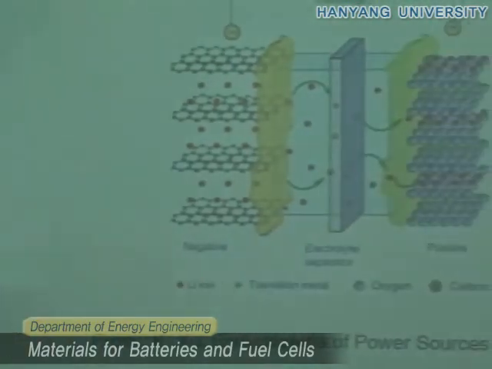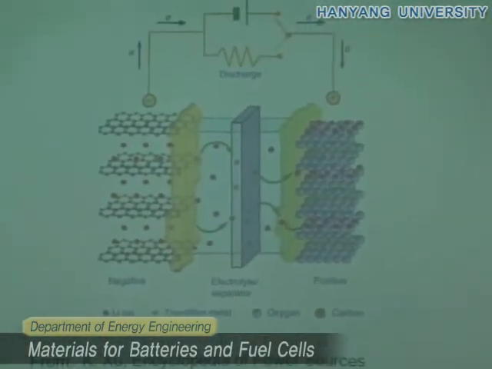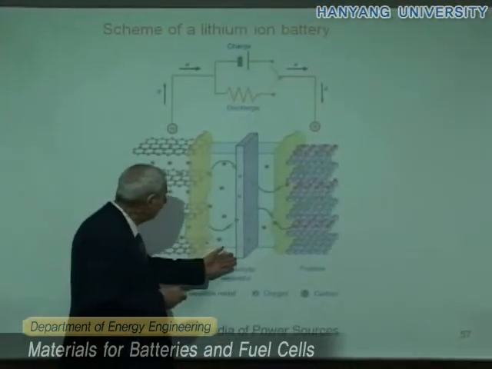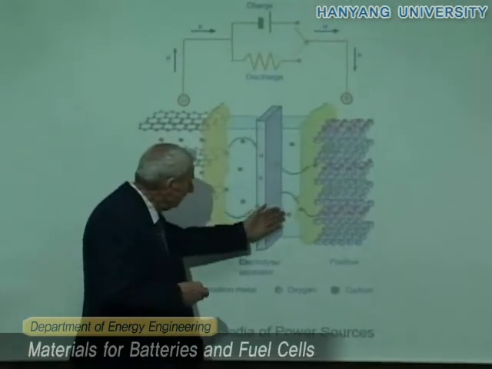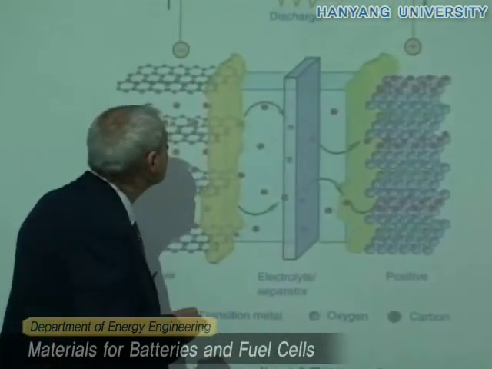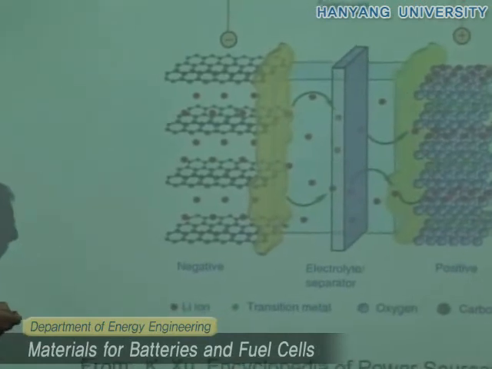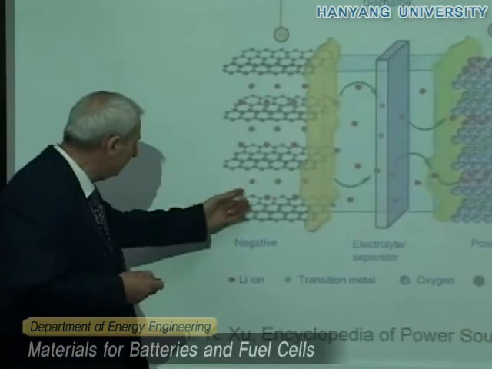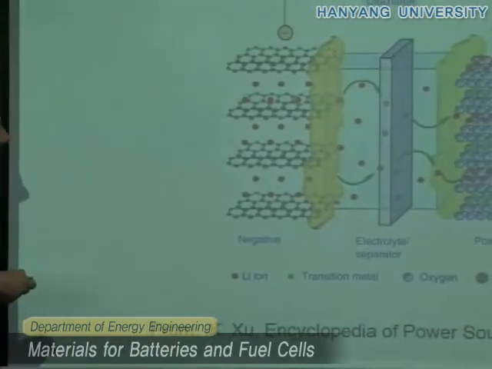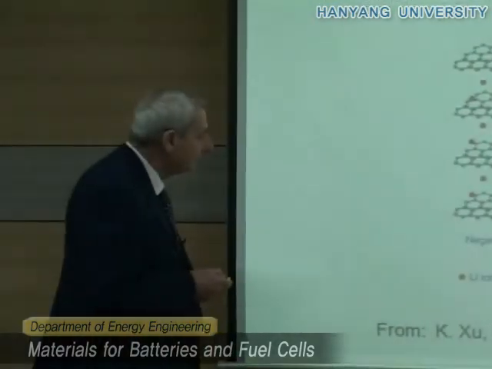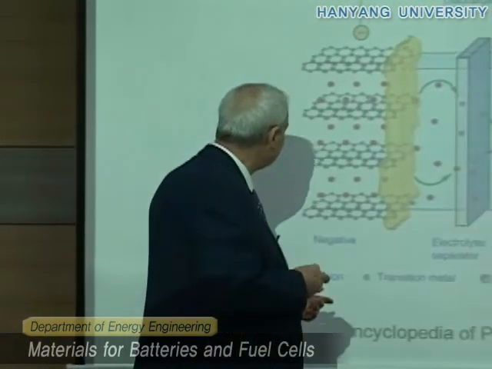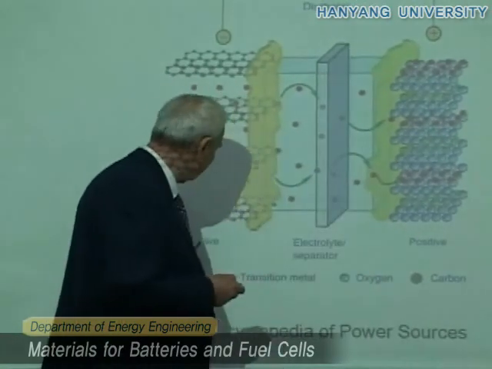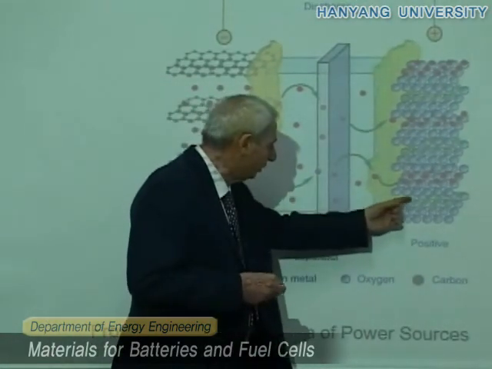Okay, so we will see again how this battery works. Here you see again the separator. Here is the positive, which is the lithium cobalt oxide, and this is the negative, which is the graphite. The red dots are lithium ions, and the black is carbon. The carbon is graphite, and this is oxygen and transition metal. So this can be CoO2, for instance.